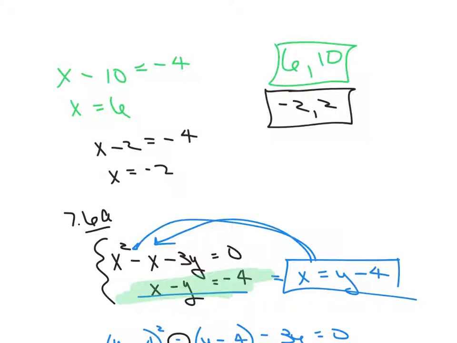Now what I need to do is check to make sure it works, because this squared thing can do all kinds of weird things to it. I'm going to take my 6 and 10 and put it in this equation and see if it works, and it does. I'm going to take my negative 2 and 2 and put it in here, negative 2 in here, and then my positive 2 here, and see if I get 0. And I do. So both of them check. Alright, so let's look at example 2.